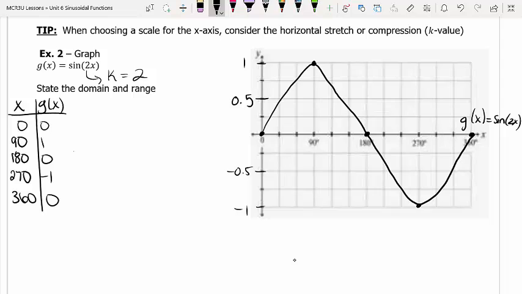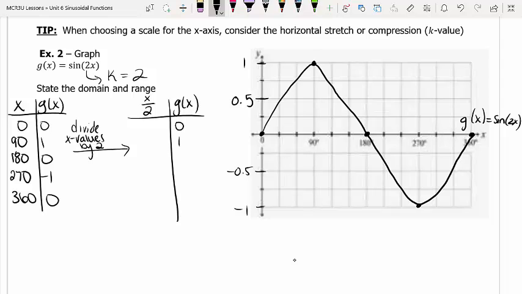Okay, now let's apply our transformation. So a k value of 2 means that I'm going to take all the x values and divide them by 2. Or think multiply by 1 over k, it's the same thing. Okay, so my g of x column is still all the same. But now I'm going to take each of my x values and divide them by 2.